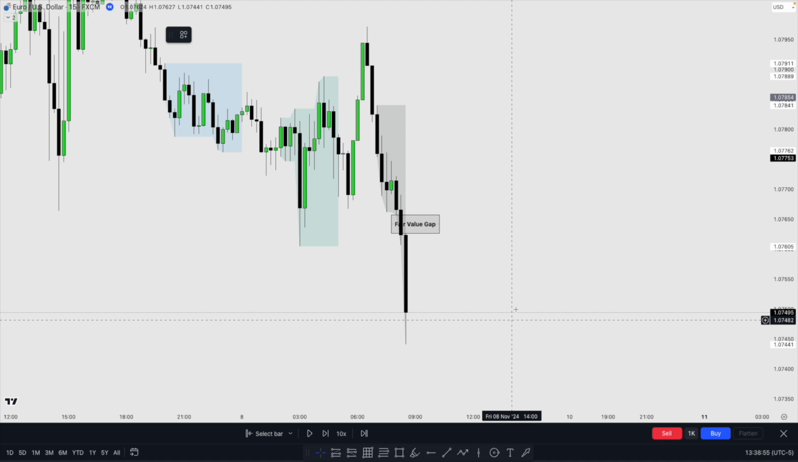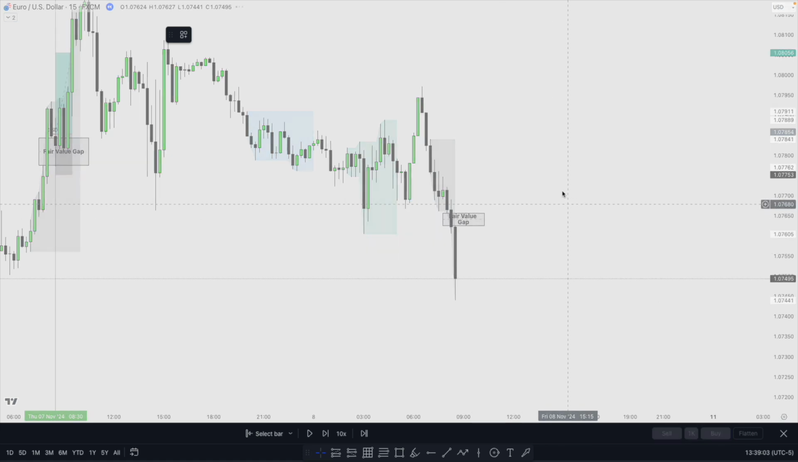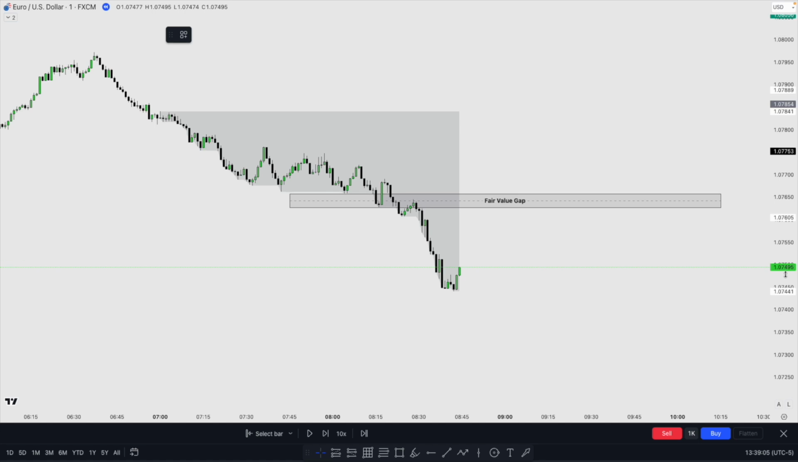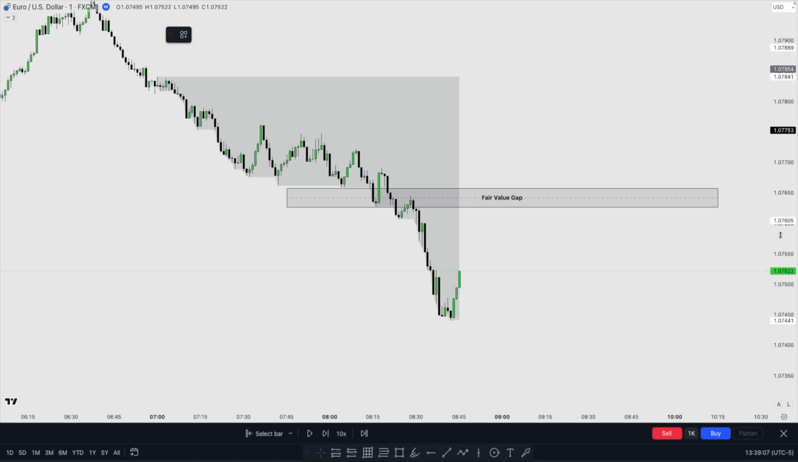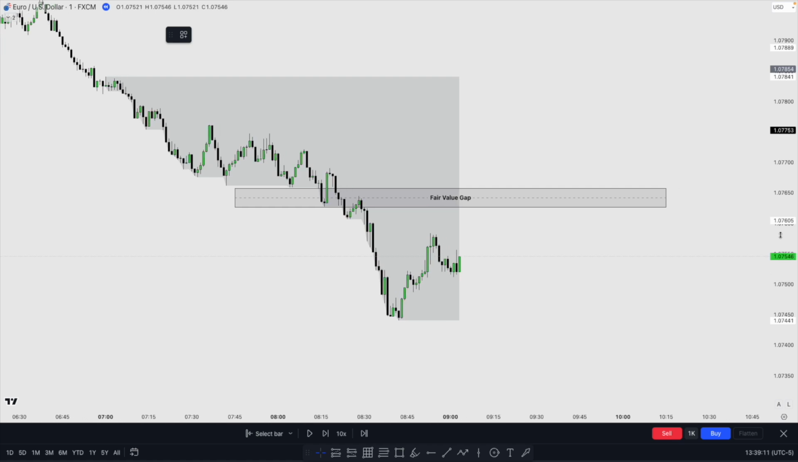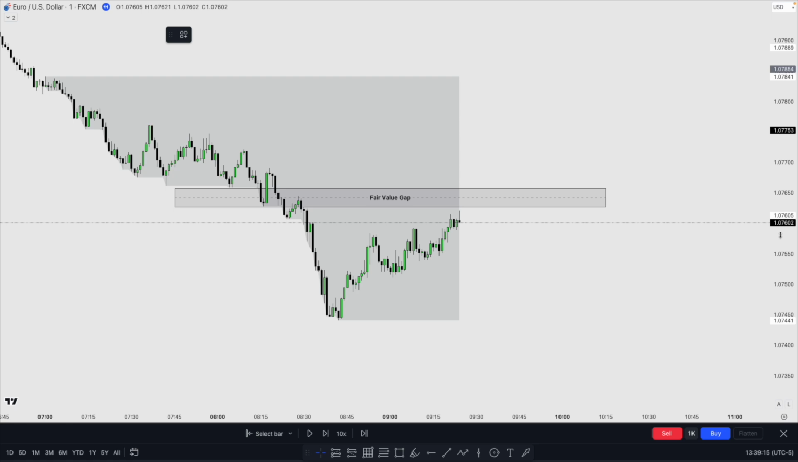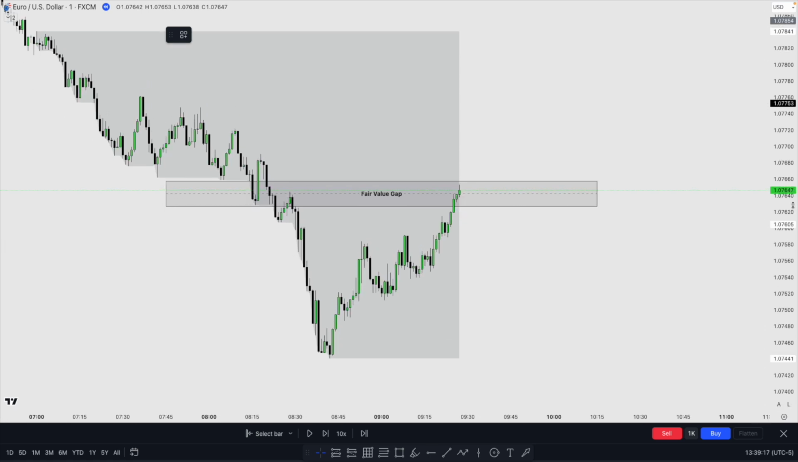Mark out the fair value gap. Now we are waiting for this market to pull back into our fair value gap to continue the trade lower. We go back. We wait for the market to trade into this fair value gap on the 1-minute time frame. We are inside of the fair value gap.